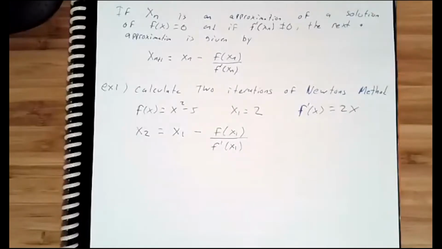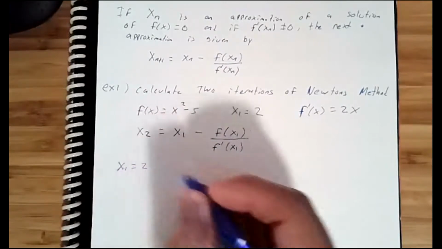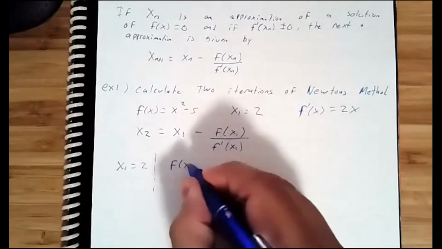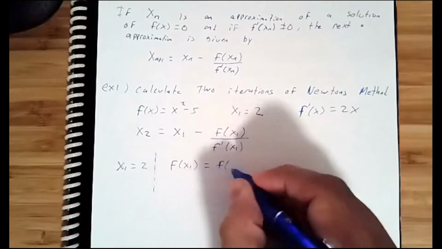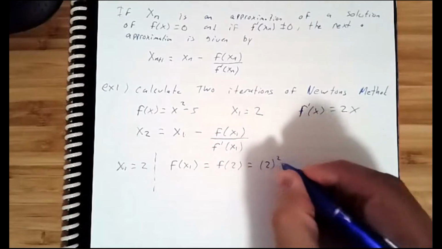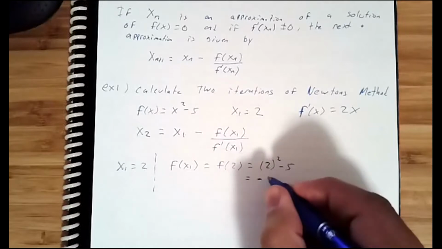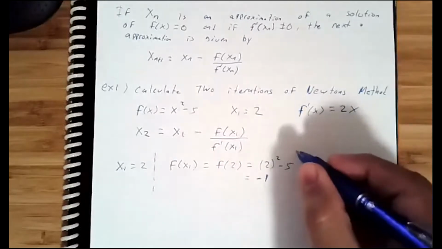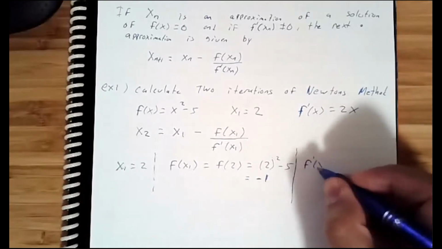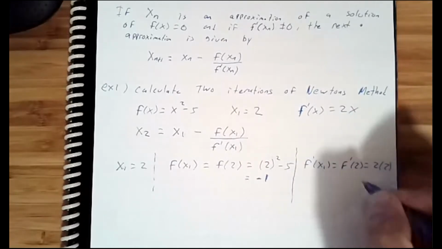So we're going to do the same thing on paper. x1 is equal to 2. It's the first piece. f of x1 is equal to f of 2, which is equal to 2 squared minus 5. That gives me -1, right? Now we do f prime of x1, which is equal to f prime of 2, which is 2 times 2.